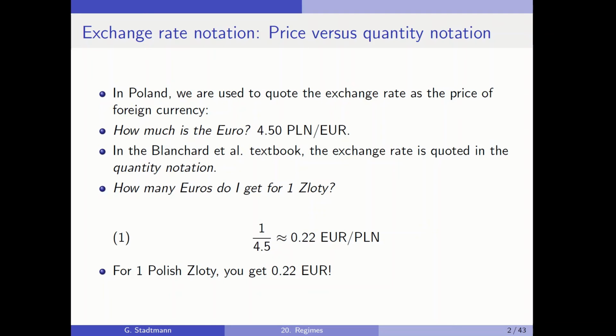In the Blanchard et al. textbook, the exchange rate is quoted in the quantity notation. It gives an answer to the question, how many euros do I get for 1 zloty? So we have to divide 1 by 4.5 and we get the answer 0.22 euros for 1 zloty. So for 1 Polish zloty, you get 0.22 euros.